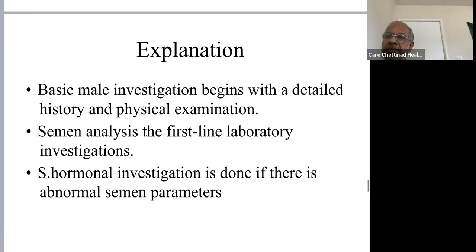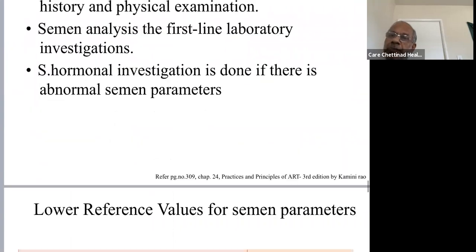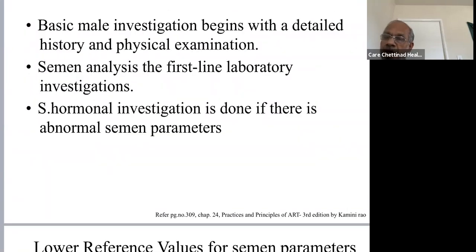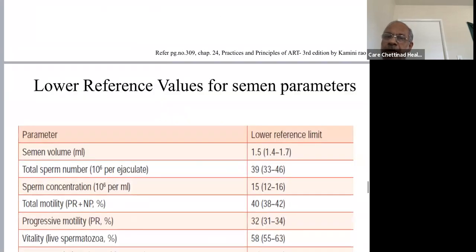Basic male investigation remains detailed history and physical examination. Semen analysis is the first line laboratory test. We do hormone tests only if the semen test is abnormal or the man has a sexual dysfunction. A man who is able to perform sexually well with a normal semen picture does not require any hormonal evaluation. If, on the other hand, he has azoospermia, you have to do FSH, sometimes LH, prolactin and testosterone to confirm he has a central cause like hypogonadotrophic hypogonadism.